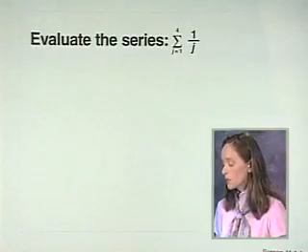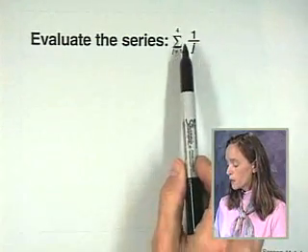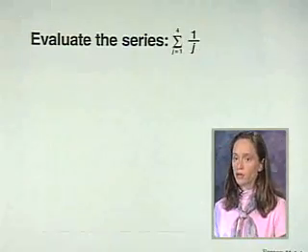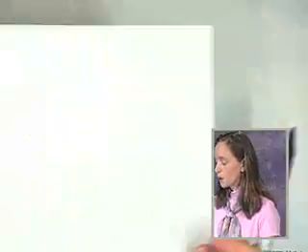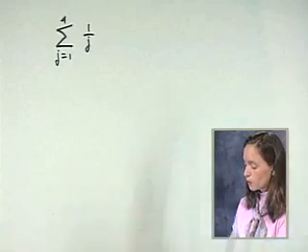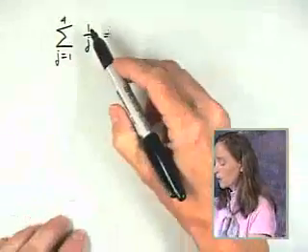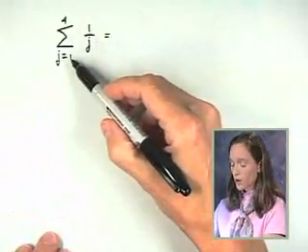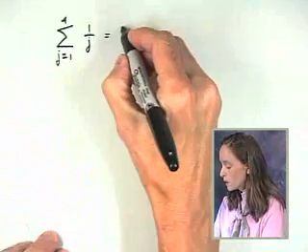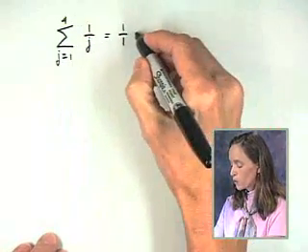Here's what we want to do. Evaluate the series, and we're given the summation as j goes from 1 to 4 of 1 over j. Evaluate means actually find the sum. For this particular example, I'm going to write out the terms and then add them together. The first term in the series occurs at the first value of the index, 1. Substituting that into the formula for the series, I get 1 over 1.